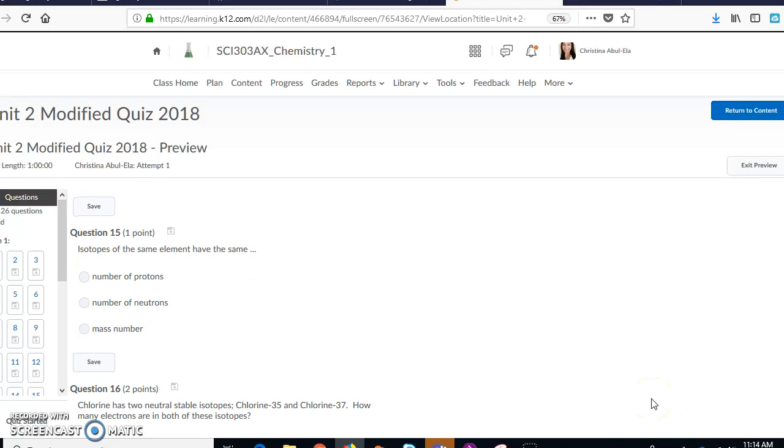Question 15. Isotopes of the same element have the same number of protons, number of neutrons, mass number.